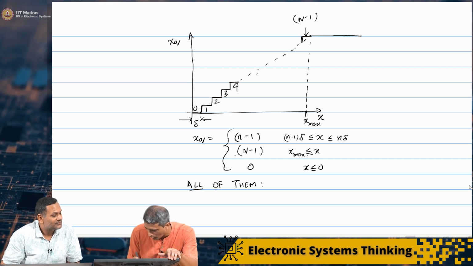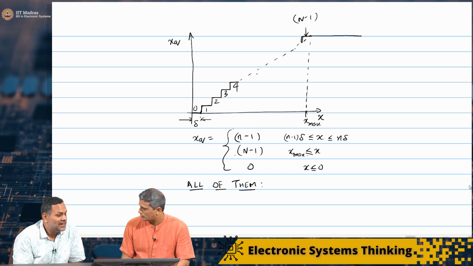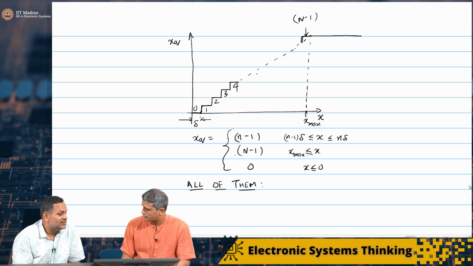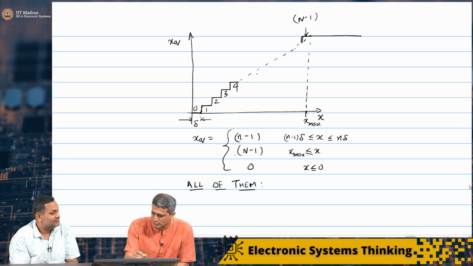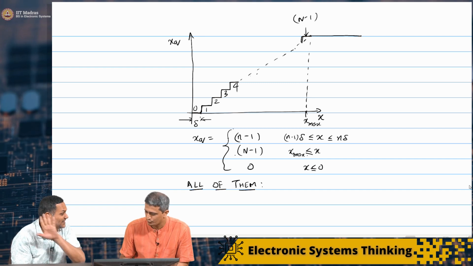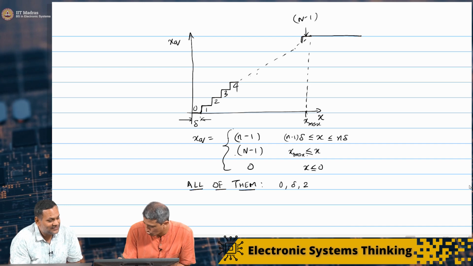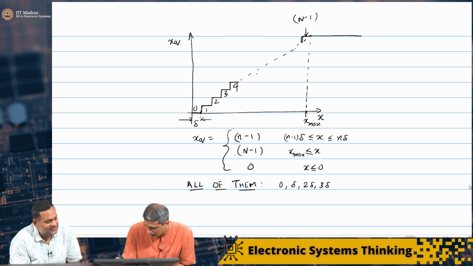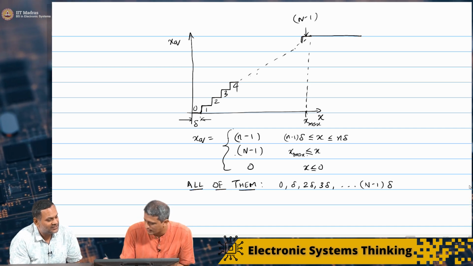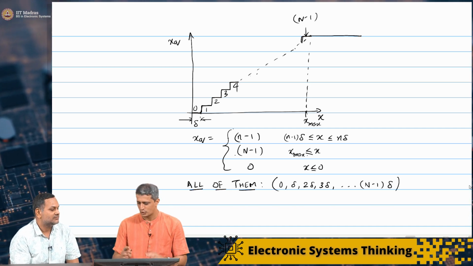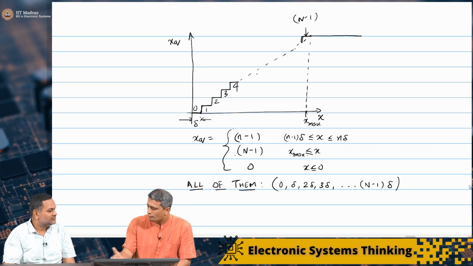What does all of them mean here? So I need to compare with each and every n delta. Yes, assuming that this is a voltage, small n delta. You want to compare with 0, delta, 2 delta, 3 delta, all the way up to N minus 1 delta. Correct.